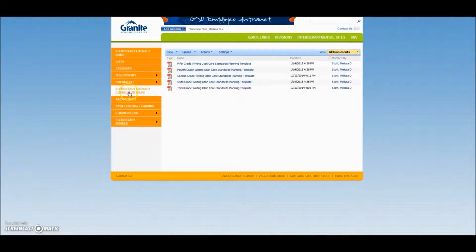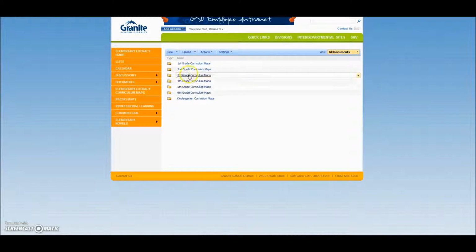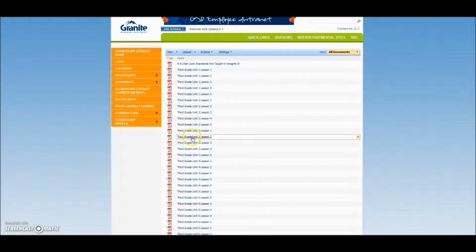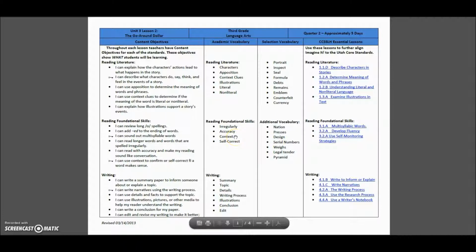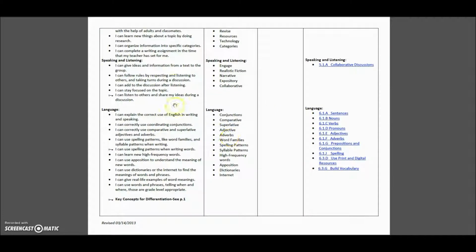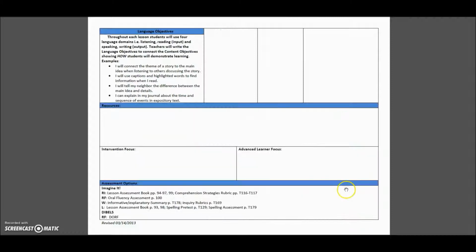You can also come to curriculum maps and your grade level. If you click on the unit and the lesson, it'll pull up the curriculum map that goes with that lesson. You'll find content objectives. You'll also find examples of language objectives that you could use with your lesson. And you will find some links to an e-handbook that connects with Imaginate and will give you some lessons that further align Imaginate to the new core.